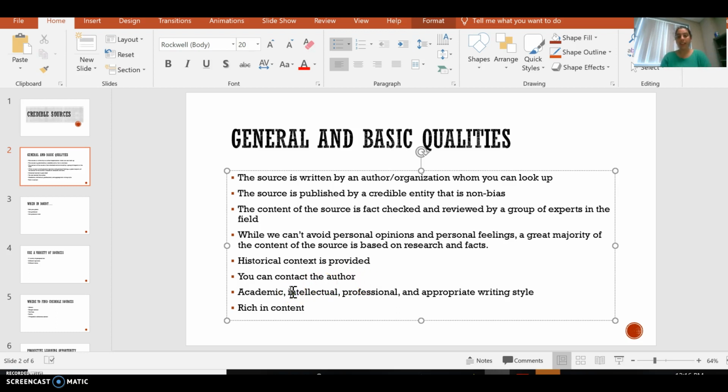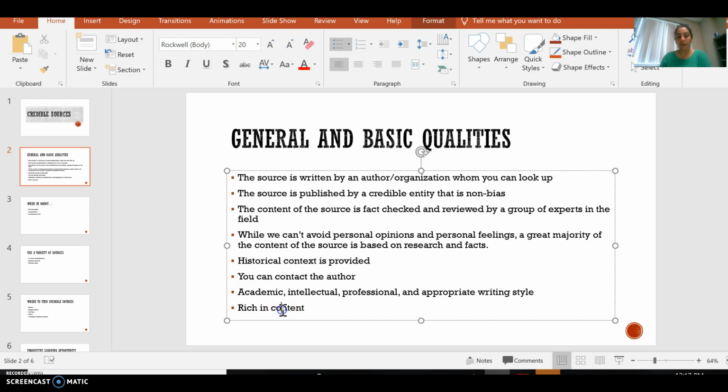You want to look to see if the writing style is academic, intellectual, professional, and appropriate. If there's tons of grammar and punctuation errors, if they're writing in a silly or inappropriate tone about a topic that is pretty heavy and dense, and they're just making a joke about it, then it's probably not a good source. It's probably good entertainment, it'll probably give you some laughs, but maybe not the information that you need.